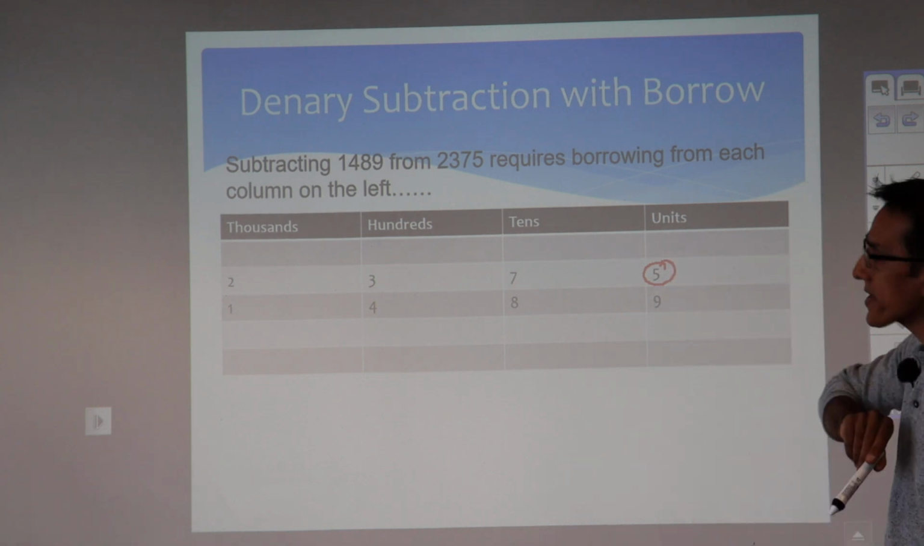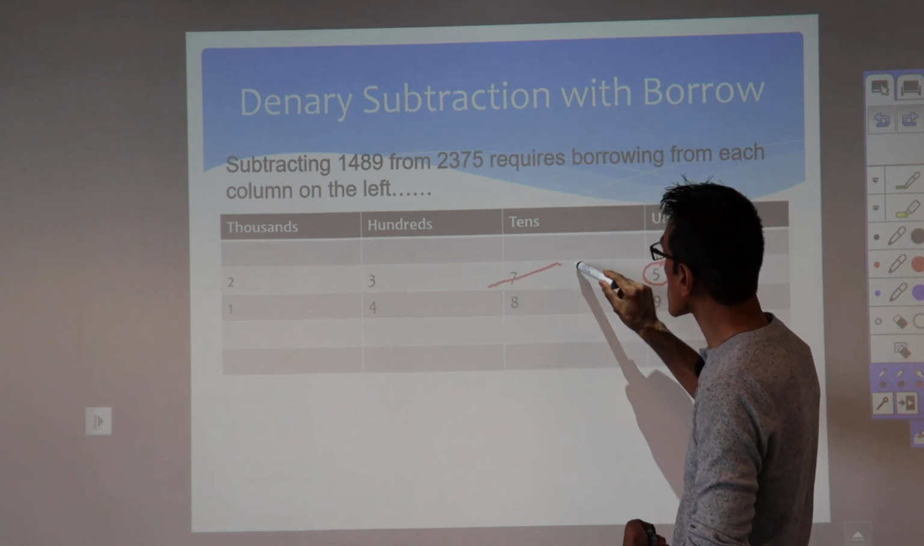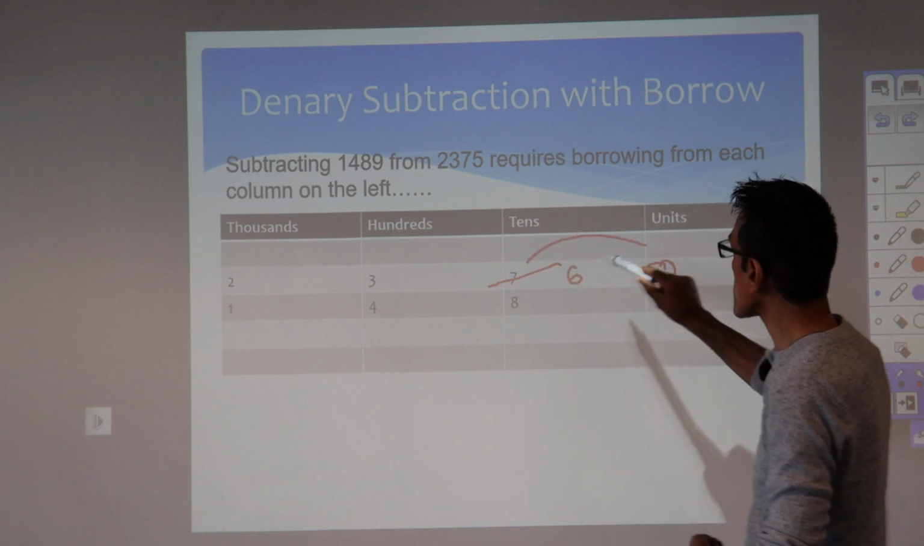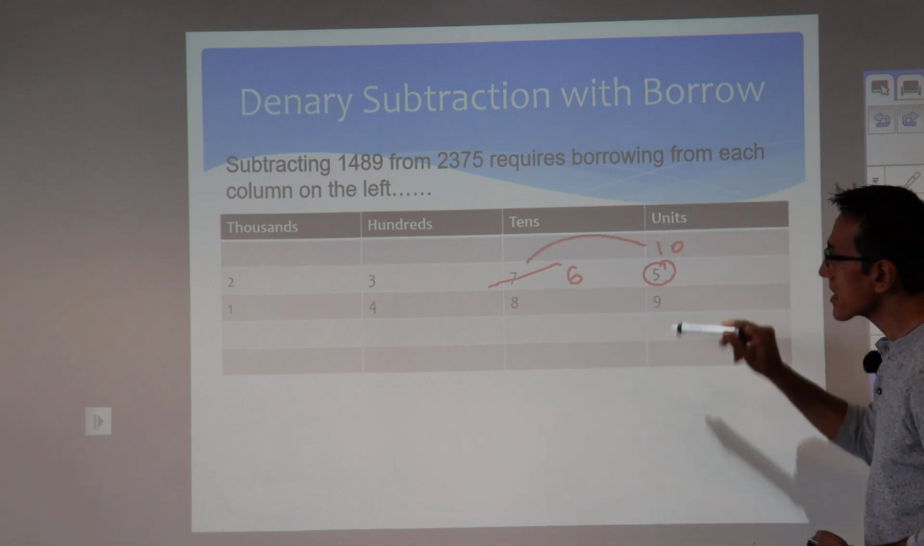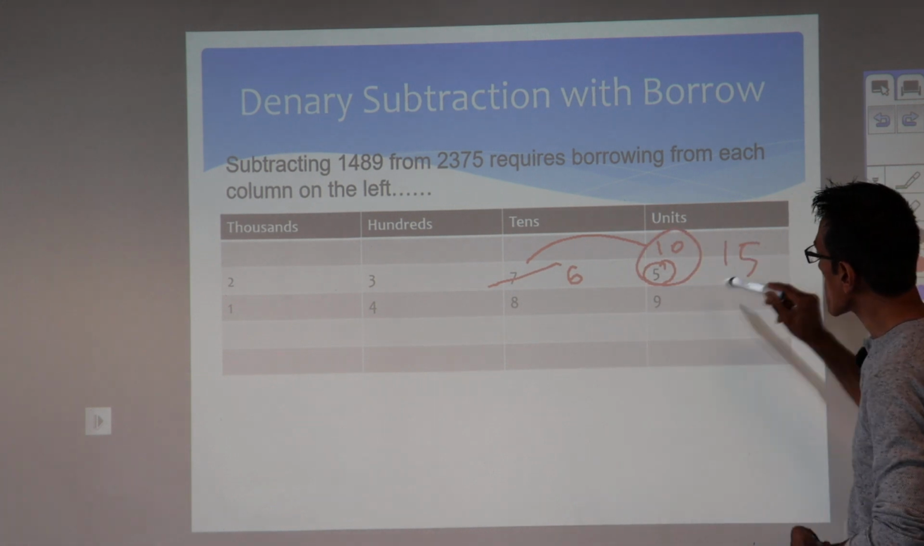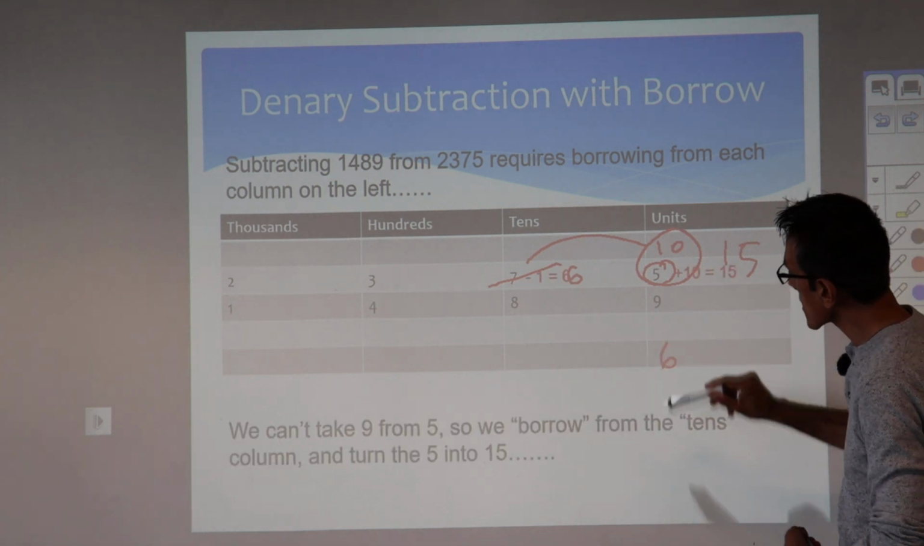We can't do a 5 take away 9, so we borrow from the neighbour, reducing the neighbour's value by 1, so that becomes a 6. And we move across a group of 10. 10 plus 5 becomes 15. We can now easily subtract 9 from 15 to give us 6.